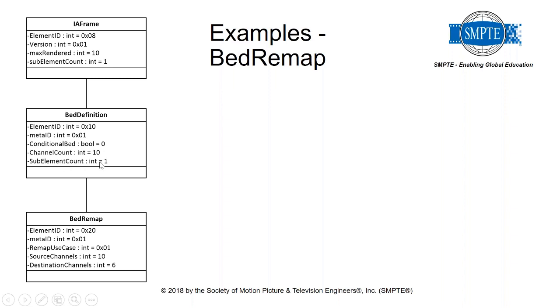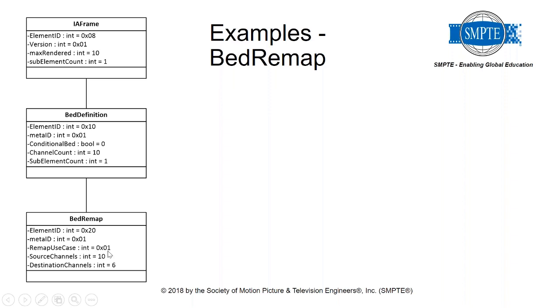It has a sub-element count of 1 that indicates that's due to this BedRemap sub-element, which has an element ID of 2, meta ID of 1. Again, I'd like to point out that meta ID does not have to be unique within a frame. Only the combination of element ID and meta ID has to be unique. So basically, meta ID allows you to identify which element of any given element type is within a frame. It allows you to distinguish between different elements that may have the same ID.